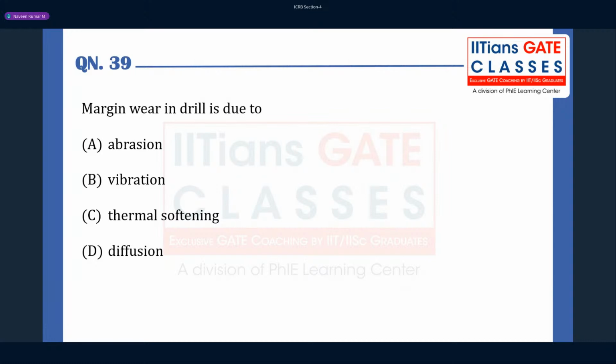Is it due to abrasion? Is it due to vibration? Is it due to thermal softening or diffusion? So first, what is abrasion? Abrasion is nothing but if two objects are rubbing against each other, and if there is some kind of coefficient of friction or rough surfaces between the two objects being rubbed, then that is called abrasion.